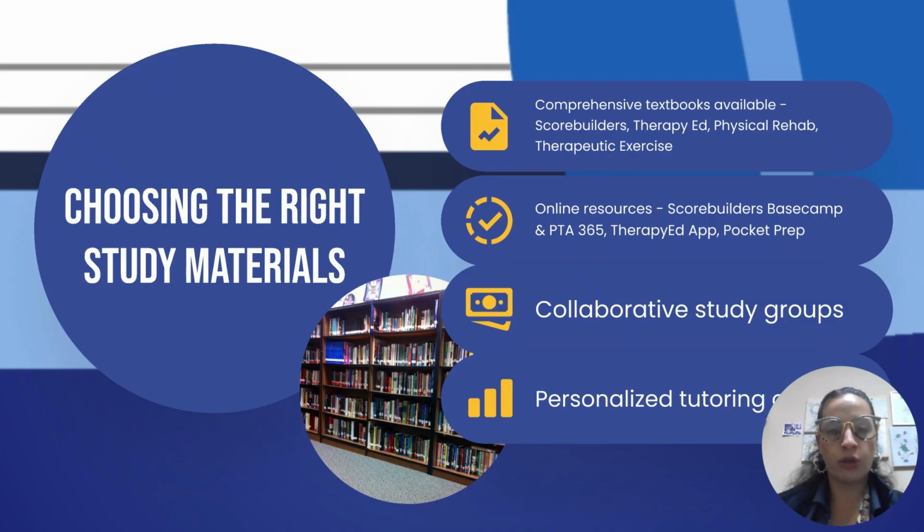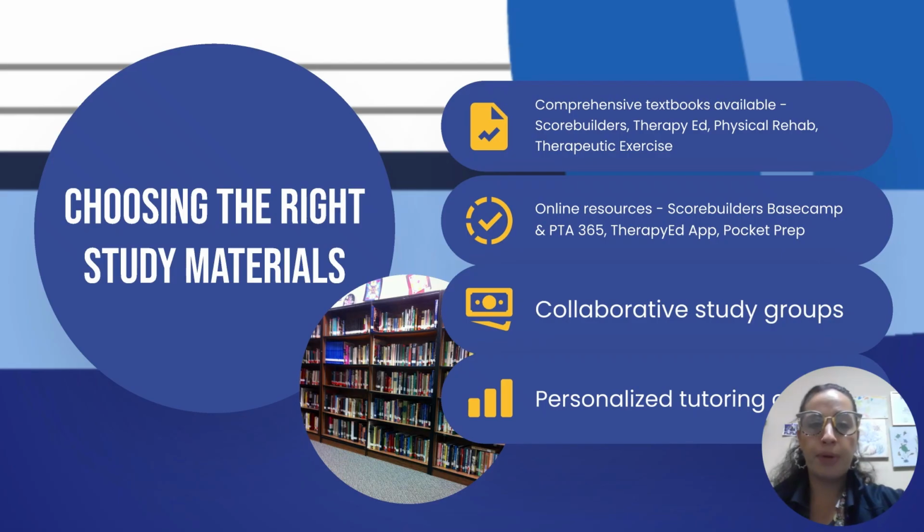Okay, so I already talked to you about starting with the board prep book. Again, Score Builder and Therapy Ed are the most popular ones. They've been around for a long time. They've been proven to be very successful. Most students use them. Most students have them. Of course, nowadays there are so many other things that have emerged, but I would start with one of those, okay?